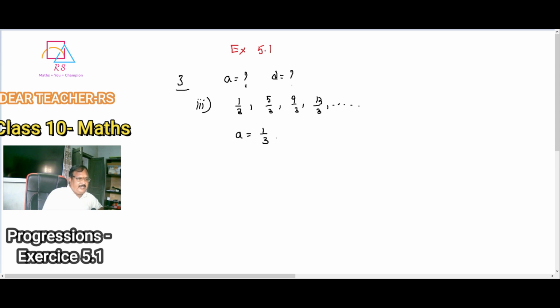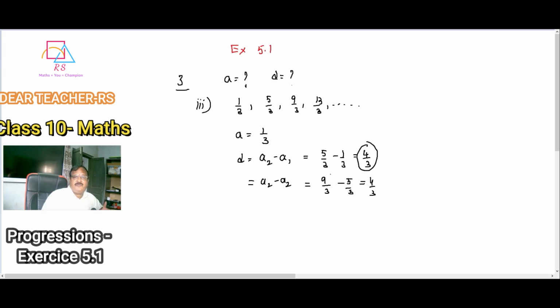So A is very simple. A is equal to 1 upon 3, the first term. Now D, how will you get it? A2 minus A1. So A2 is 5 upon 3 minus 1 upon 3, which is equal to 4 by 3. Now let us check A3 minus A2, whether D is the same or not. A3 is 9 upon 3 minus 5 upon 3, which is equal to 4 upon 3. Yes. Therefore, the common difference is 4 upon 3.